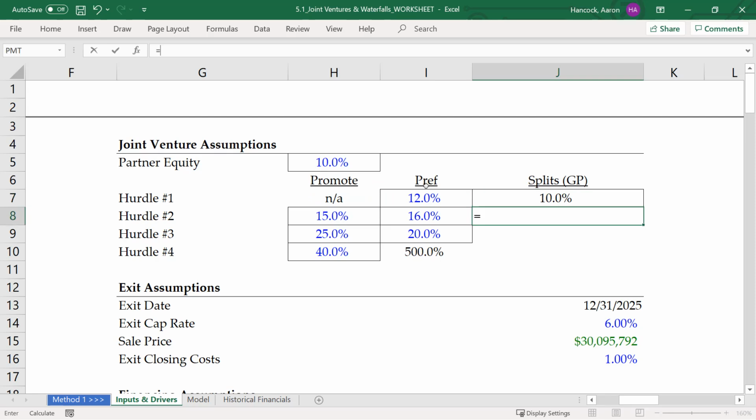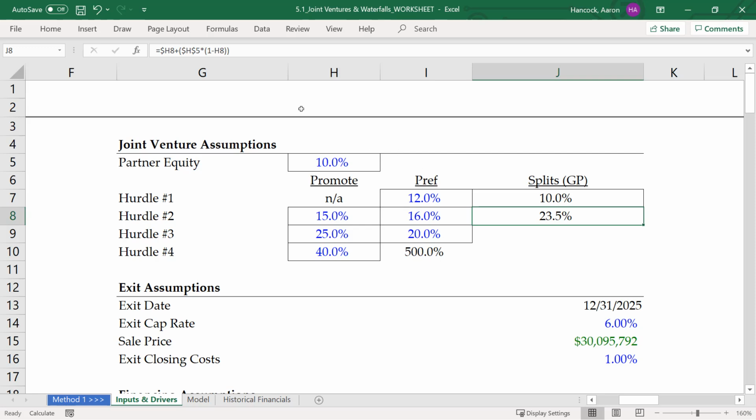After that, though, the GP is going to collect their 15% promote, and then they're also going to get their pro rata percentage of the post-promote dollars. And so that's going to be their pro rata 10% times post-promote dollars, which is going to be 1 minus our promote. And so in the second hurdle, our GP is going to receive 23.5% of the cash flow.